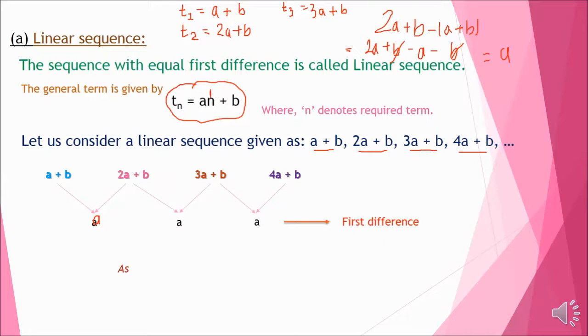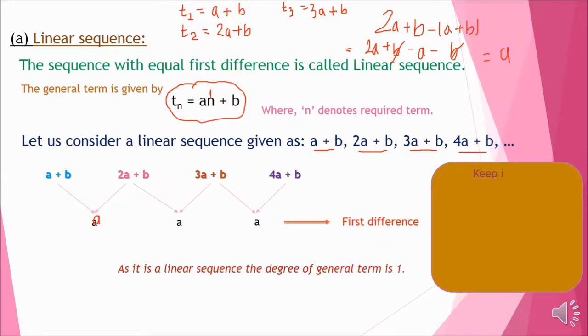Now the first difference is equal. As it is a linear sequence, the degree of the general term is 1. You can see the power, the index of n is 1. And now keep in mind, a is equal to the value of the first difference. And a plus b is the first term of the sequence. On putting the value of a and b in Tn, we can find the general term of the linear sequence. Now this box will be seen every time we do these questions.